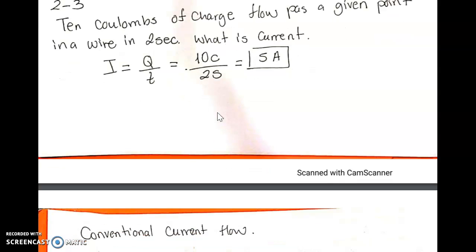Problem number 2.3. We have 10 coulombs of charge that flow through a given point in a wire for 2 seconds. What is the current? Again, we just use the definition of current, and it says that the charge is a rate. So a rate is defined by time. So the charge divided by the time, 10 coulombs divided by 2, we get 5 amps.